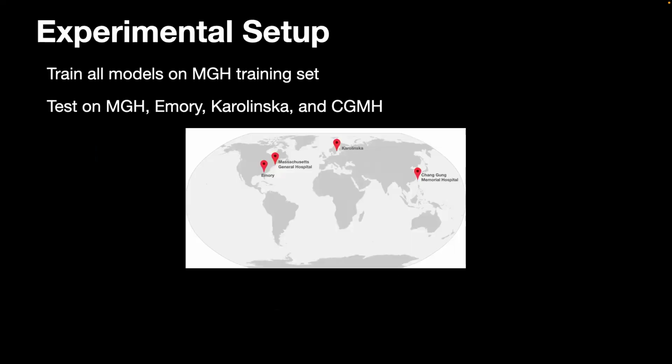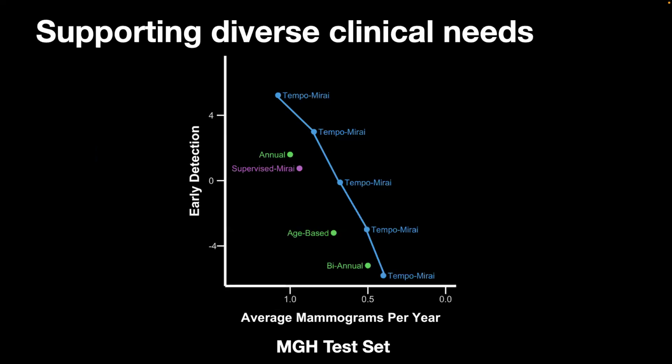The models I'm about to show you are trained at MGH, the same place I built Mirai, the breast cancer risk model. I'm also doing zero-shot, no adaptation, external validation at the other sites where I had longitudinal data. Cool. Okay. The results all look of the following shape.